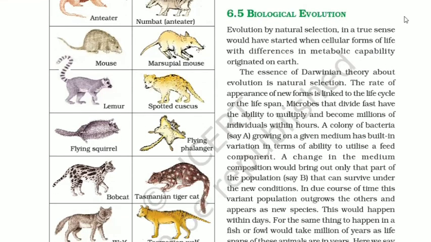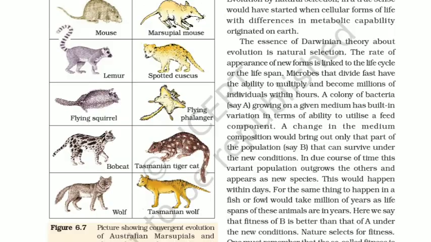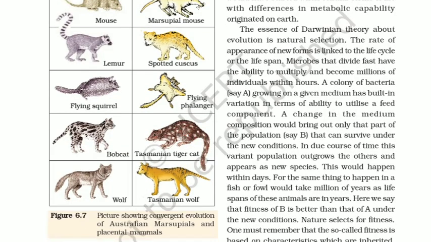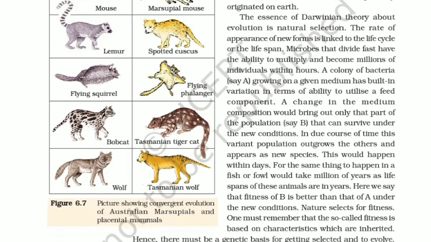6.5 Biological evolution. Evolution by natural selection, in a true sense, would have started when cellular forms of life with differences in metabolic capability originated on Earth. The essence of Darwinian theory about evolution is natural selection. The rate of appearance of new forms is linked to the life cycle or the lifespan.